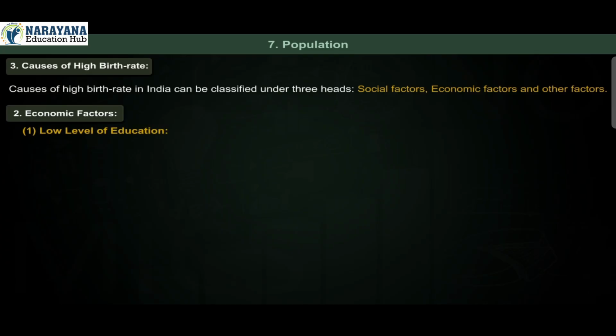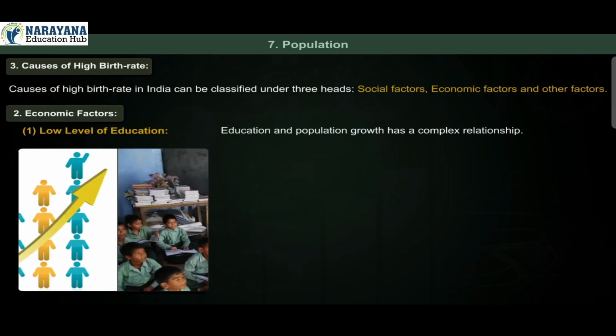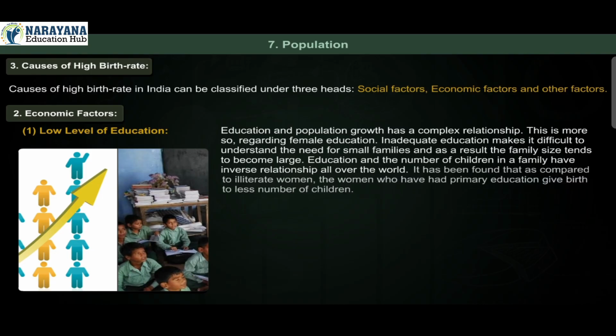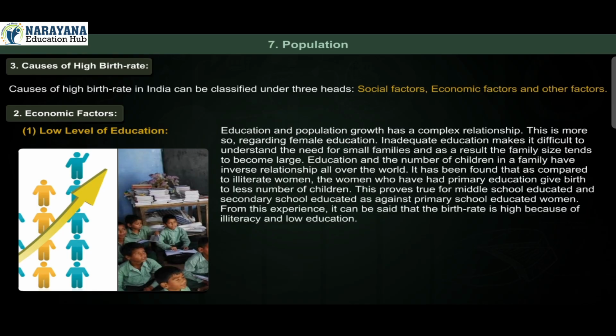Economic factors. First, low level of education. Education and population growth has a complex relationship. This is more so regarding female education. Inadequate education makes it difficult to understand the need for small families, and as a result, the family size tends to become large. Education and the number of children in a family have an inverse relationship all over the world. It has been found that as compared to illiterate women, the women who have had primary education give birth to fewer children. This proves true for middle school educated and secondary school educated as against primary school educated women. From this experience, it can be said that the birth rate is high because of illiteracy and low education.